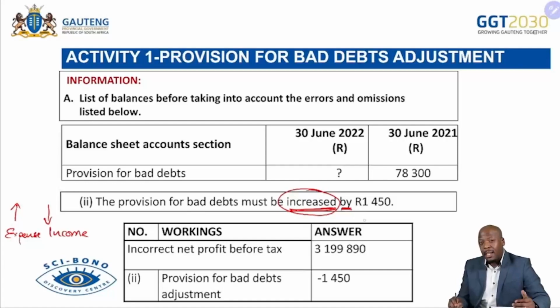All right. So if I'm increasing it by, that means that is the adjustment amount. Remember, in the income statement, we are bringing the adjustment amount. So here my adjustment amount is 1,450, which is an increase. As I've said, an increase is an expense. Hence, you see here, I've said minus 1,450. Why am I saying minus 1,450? Because an increase in provision for bad debts is an expense. Therefore, it is going to decrease the profit that I had incorrectly calculated. Hence, you see, I have a minus in this case.